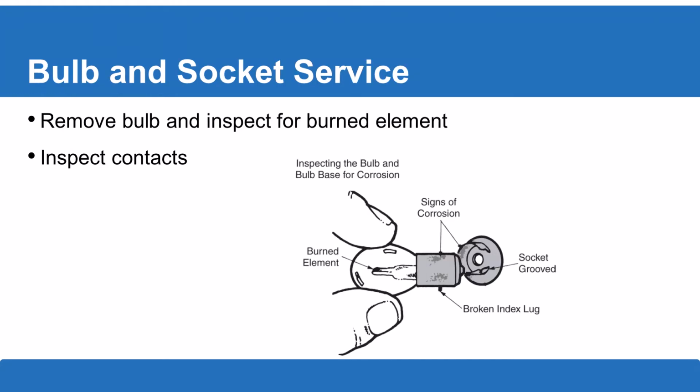Now, let's talk about some of the testing procedures that we're going to see. We got bulbs and sockets that need to be serviced. So when we have to change one of these, we want to remove the bulb and we want to inspect it for a burned element. Usually you'll see some kind of broken piece of the filament. More so, we want to take a look at the contacts where it pushes into the socket and see if we're seeing signs of maybe burning or heat that's happened, or sometimes these actual index lugs will break.